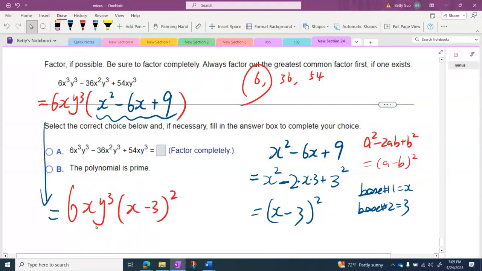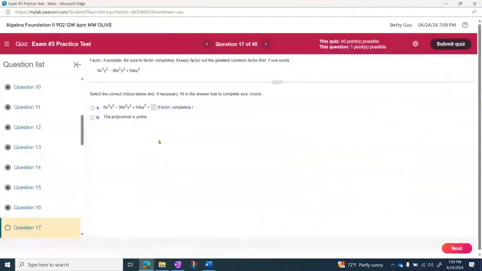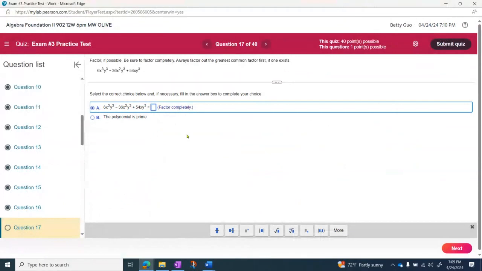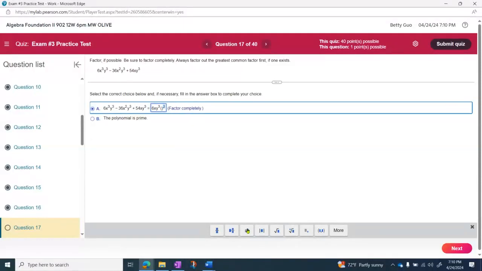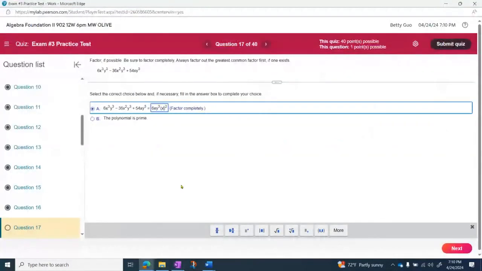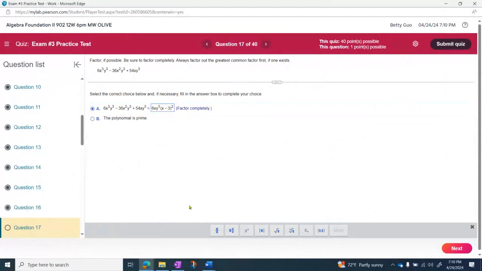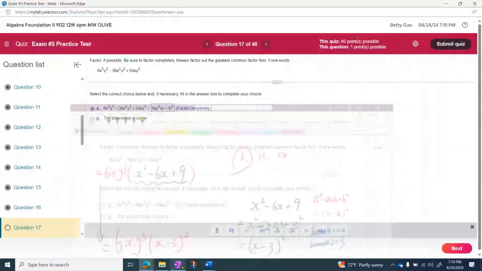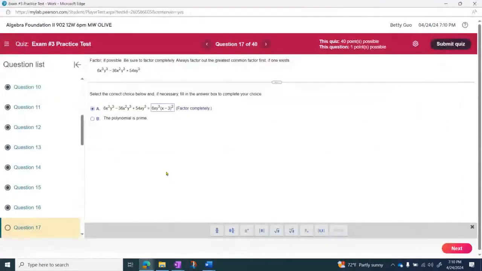These are challenging. 6xy cubed times x minus 3 to the power of 2. Okay. All right, next.